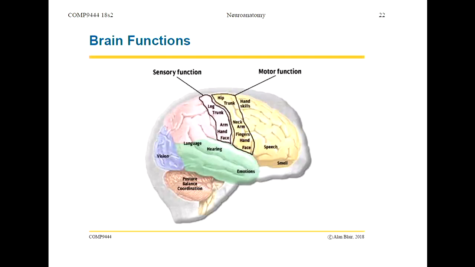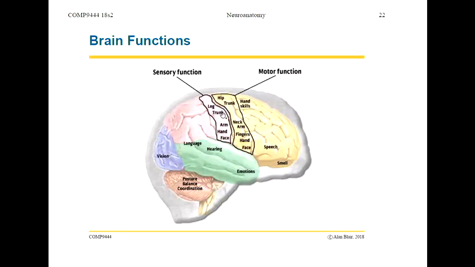And if you look at the sensory functions, it's laid out like this. So you've got the face, hand, arm, and leg, and there's more brain area devoted to some parts of the body than others. So your fingertips are much more sensitive than your elbow, right? So there's actually more brain area devoted to your fingers than there is to your elbow or your knee. And the sensory information generally comes in here.